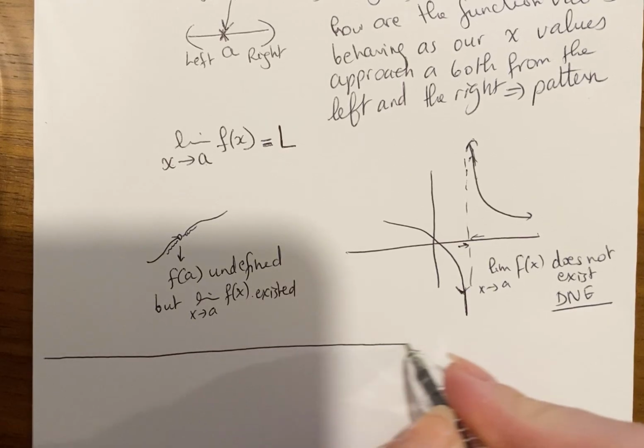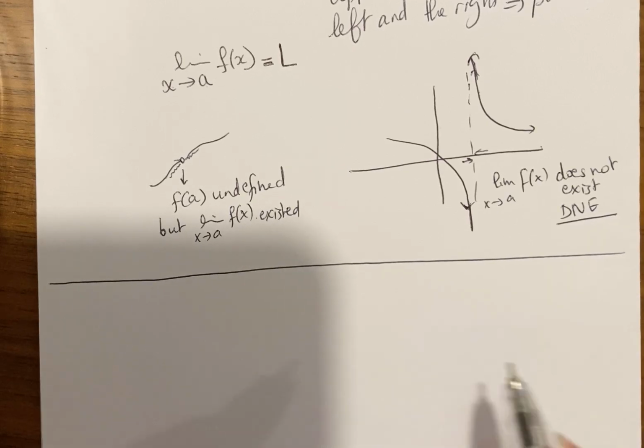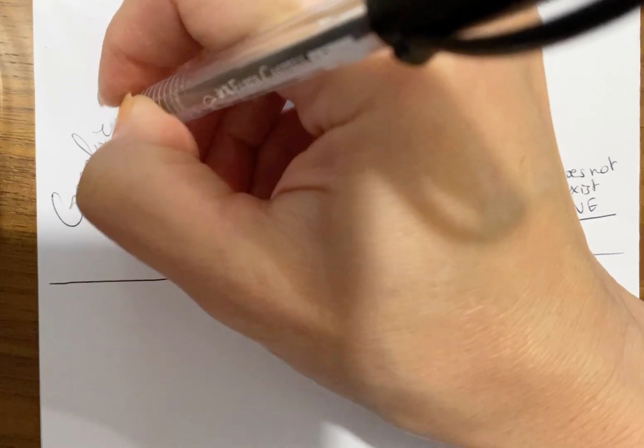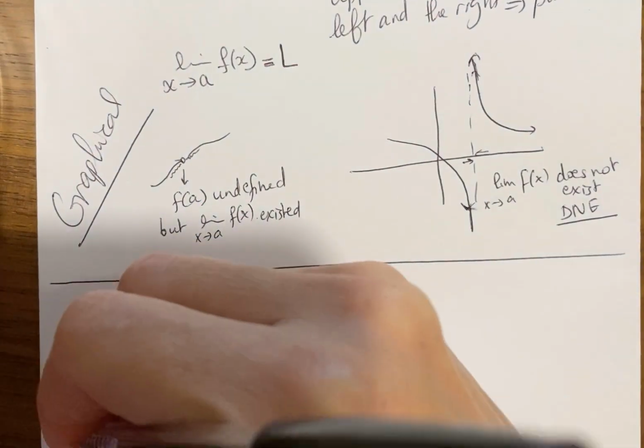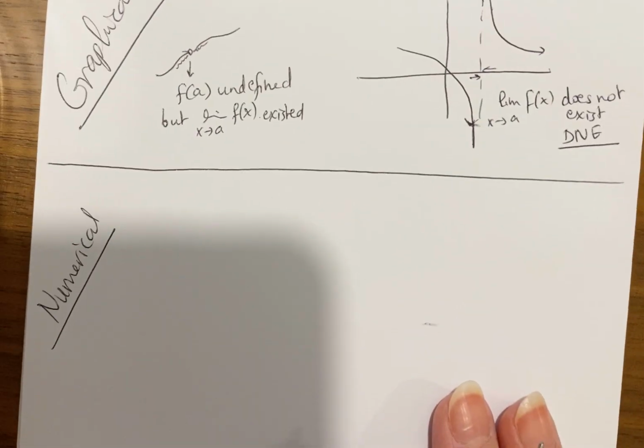But moreover, we also looked at limits as tables of values. If you remember, we called that numerical. So this was called graphical calculation of limits. We also talked about numerical calculation of limits. What was numerical calculation of limits?